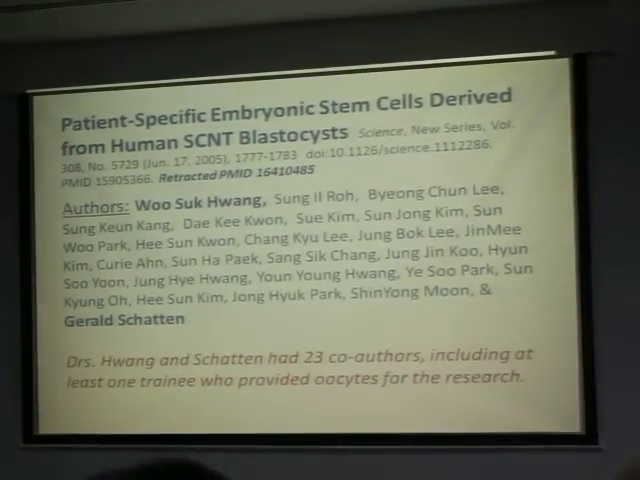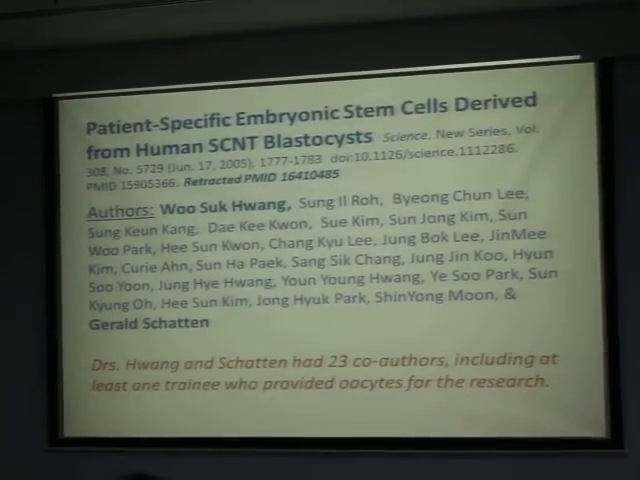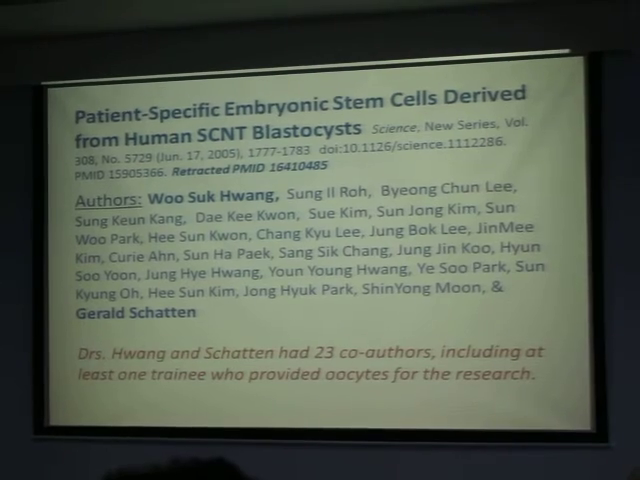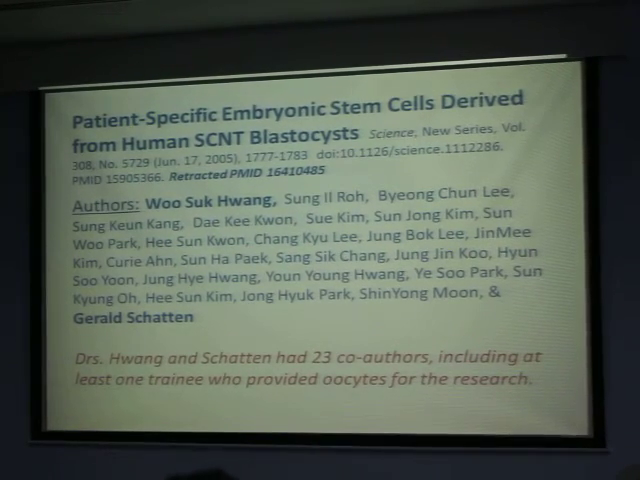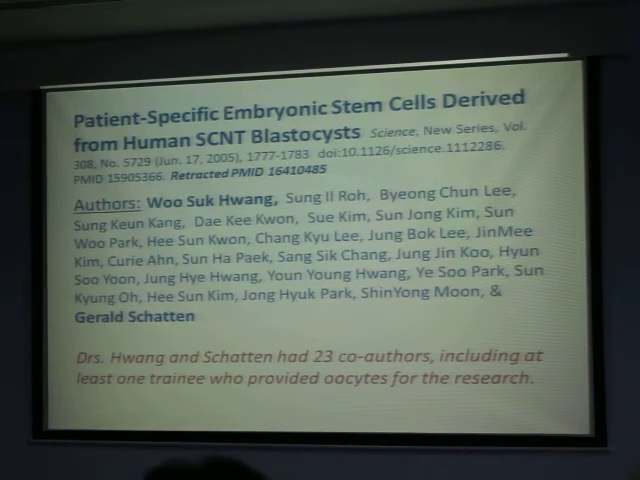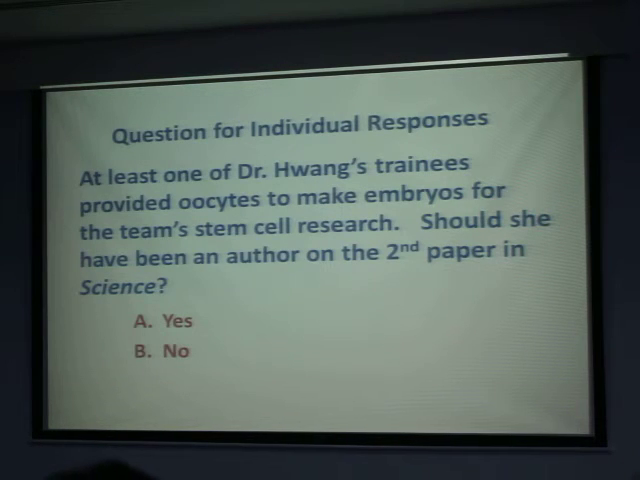This is the author list for the second paper in Science. Dr. Wong is first and Dr. Shatton is second, and there are 23 co-authors in between. And I will ask you to think about how many authors you think you can write with effectively. How many colleagues can you actually share the writing process and the intellectual contribution? One of these trainees was one of the trainees who had given eggs to the research. That was her contribution to the paper.